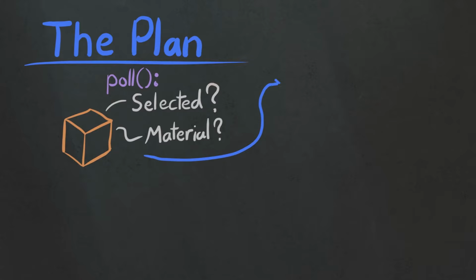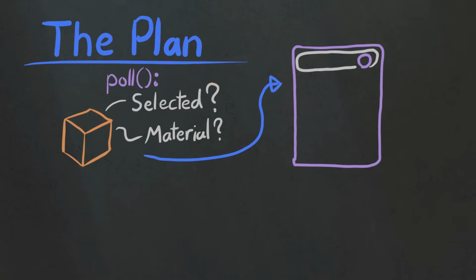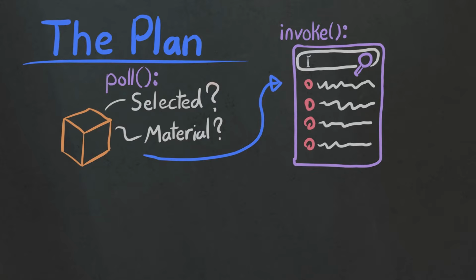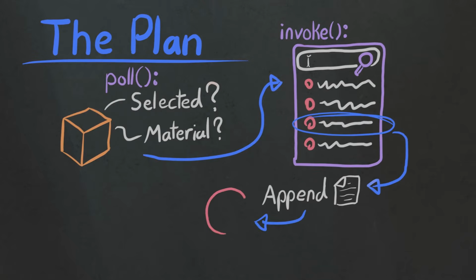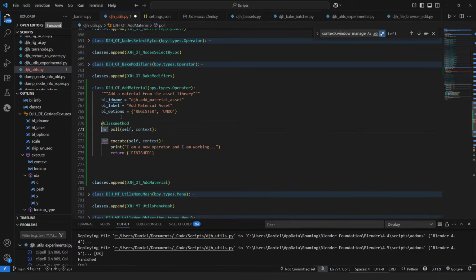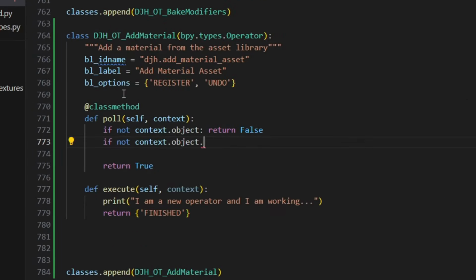Then I wanted to show a searchable menu on the screen, which we can do in the invoke method. Then I wanted to populate that menu with a list of all of the materials from the asset browser. And then finally, when you select an item from that list, I wanted to append that asset to the current file and then add that material that was appended to the active object as its material. So with that as the plan, I started tackling them one at a time.